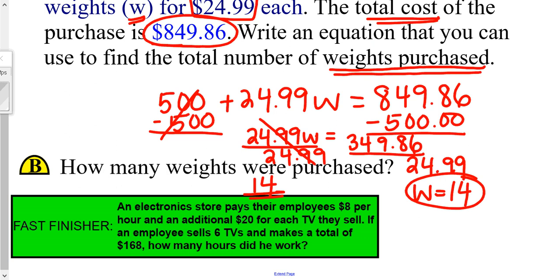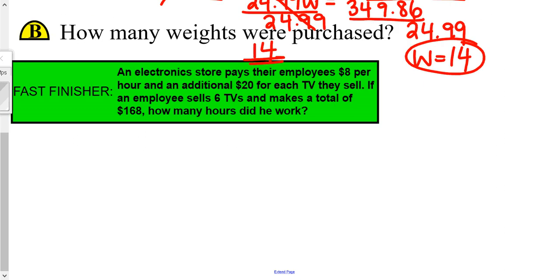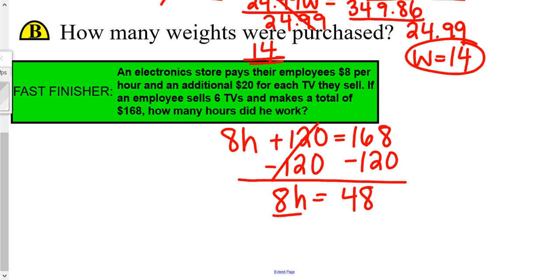Okay, so you should have made an attempt at that fast finisher. I will put the work up here in order for you to check it. So just like we've been doing throughout the lesson, we're using inverse operations. Our goal is to get the variable by itself. Okay, and we're left with h equals, whoops, not 48, 6. I was going to say that doesn't look right. So h equals 6.